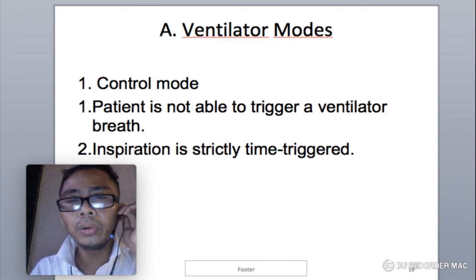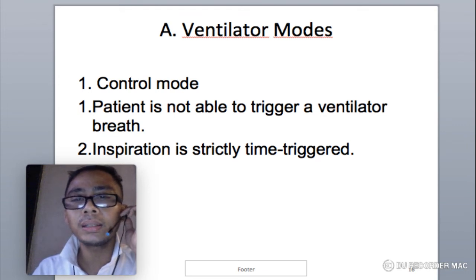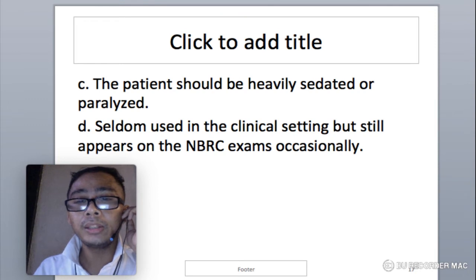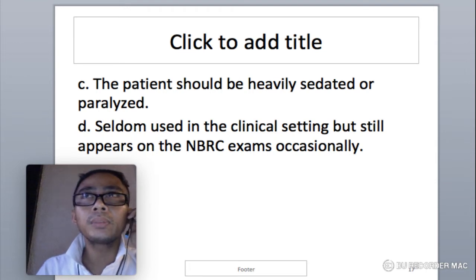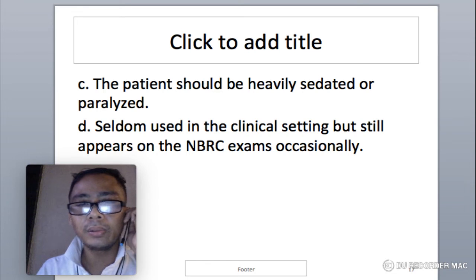So control mode means that the patient is not able to trigger the ventilator breath. So all the breaths will be initiated by the ventilator. So the patient should be heavily sedated or paralyzed, or we sometimes put the patient in heavy sedation or paralytic drugs. So your patient should be in a coma mode so that he does not trigger his own breath. So the breathing will be 100% controlled by the machine.